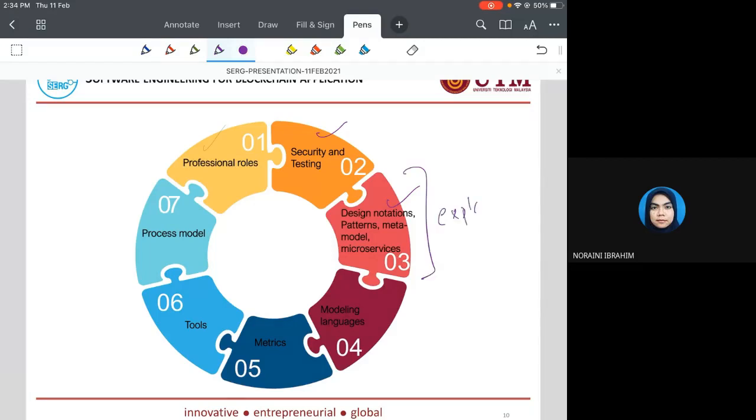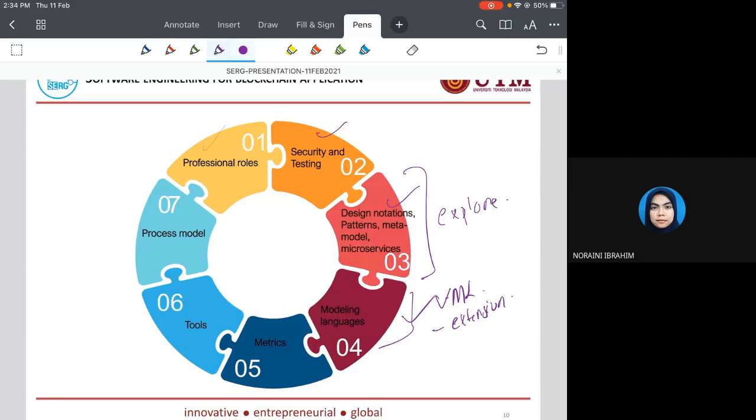Explore a lot, because currently I think the blockchain developers don't use any specific software architecture. So maybe researchers can find out how to develop a new software architecture for blockchain. And then the need for a modeling language. Nowadays we rely highly on UML. Maybe you can make some extensions to UML.